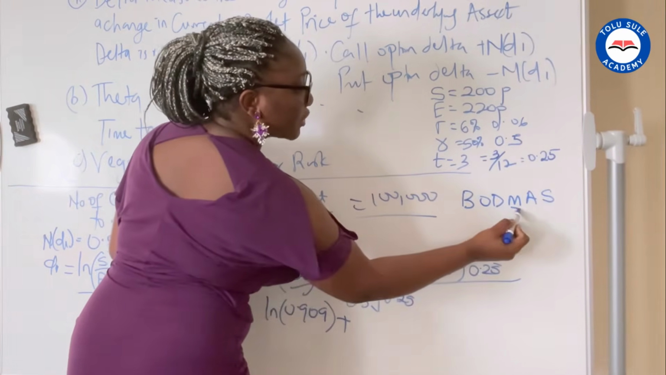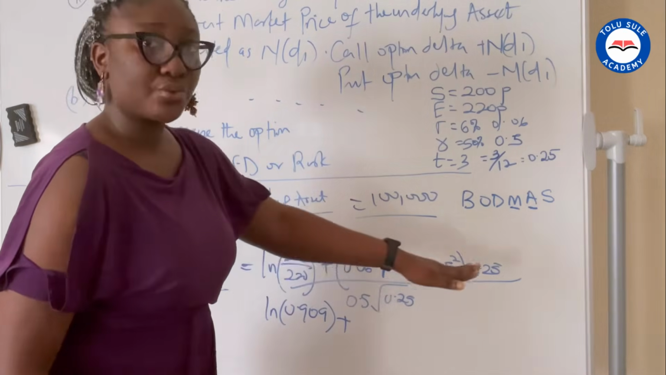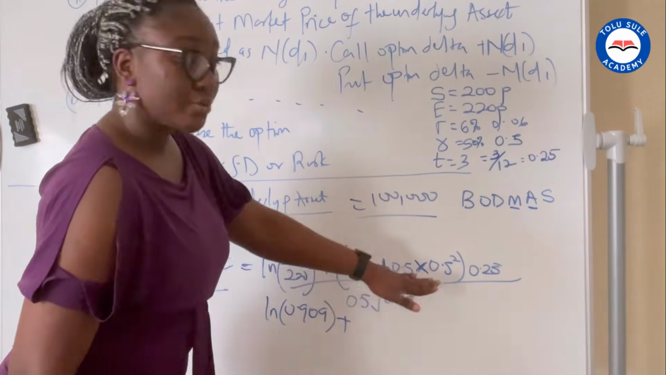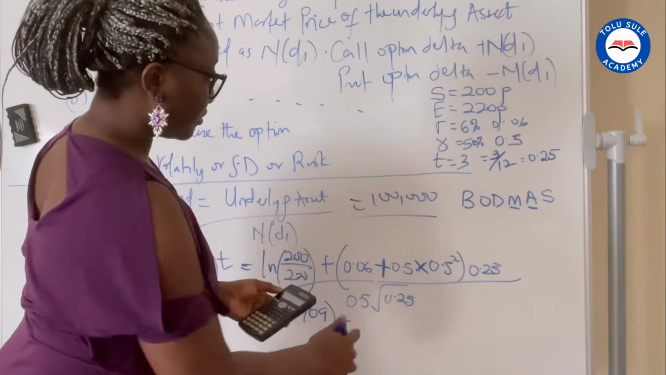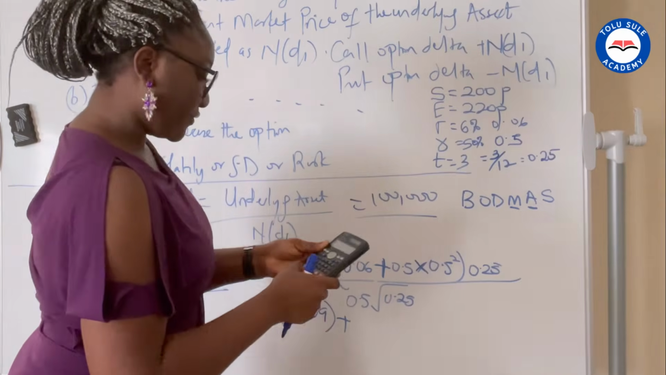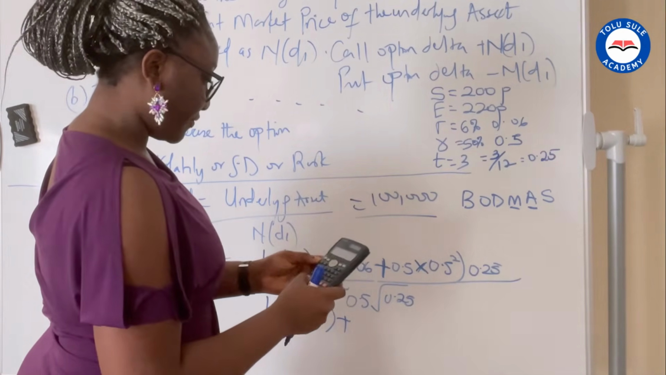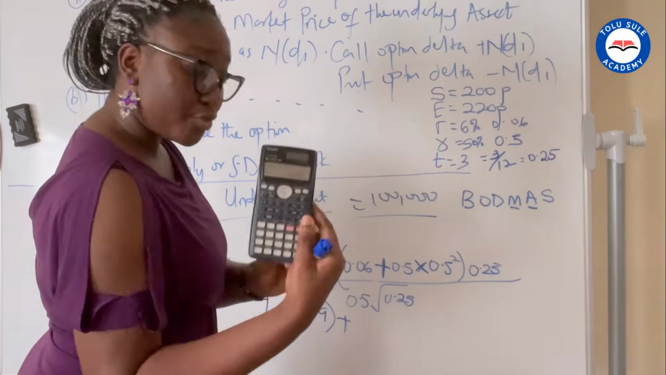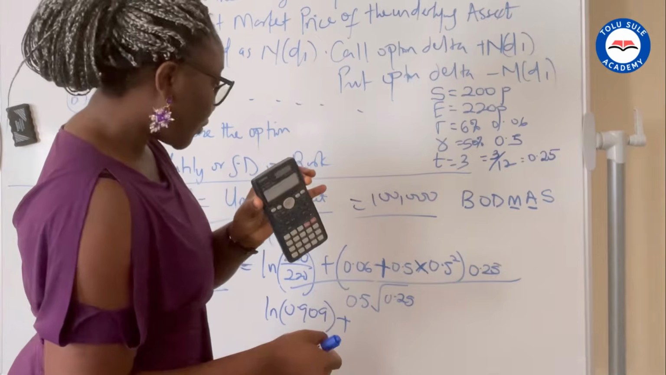Okay, multiplication comes before addition. So you multiply first. If you add plus or 3, just do plus. Okay. So we do this first. 0.5 squared, that's 0.25. Multiply by 0.5. That will give you 0.125 plus 0.06. That will give you 0.185.